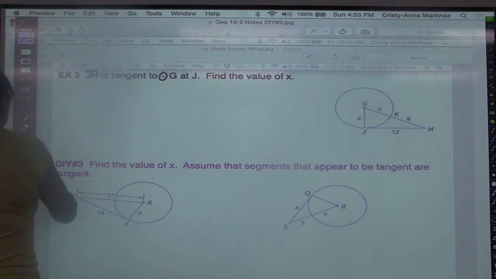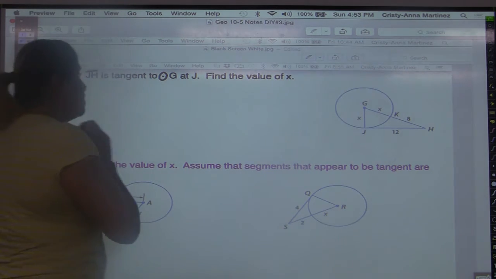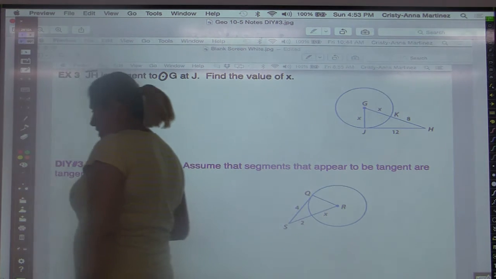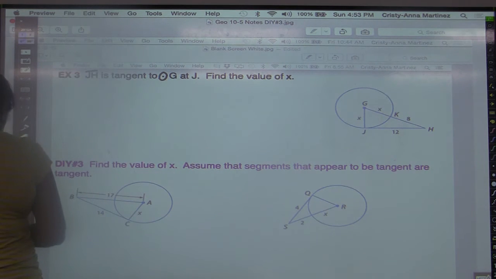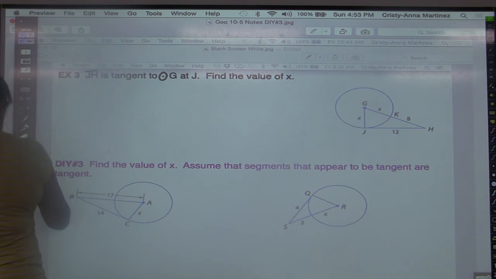All right, here we go. Example 3 says JH is tangent to circle G at point J. Find the value of x. But again, we're going to base this off the idea that triangle GJH should be a right triangle. So we can set up a Pythagorean theorem and then solve for our variable. So before you get too scared, let's just go ahead and show you how that's done.